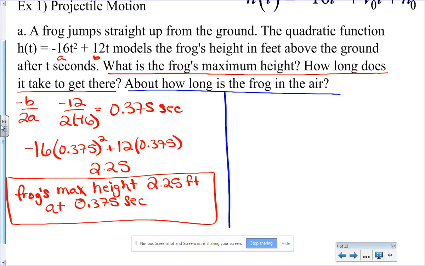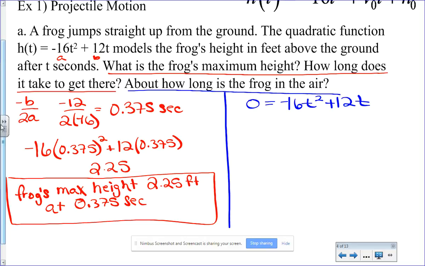To figure out how long something is in the air, we need to think about how high something is when it's not in the air. When it hits the ground, it's at 0. So we're going to actually take the function and replace h of t with 0. We want to figure out when the height is 0.